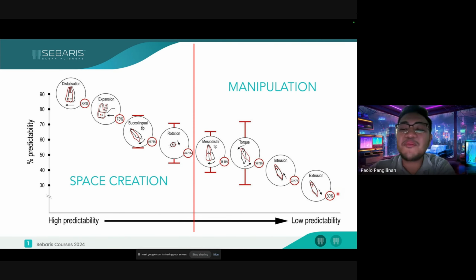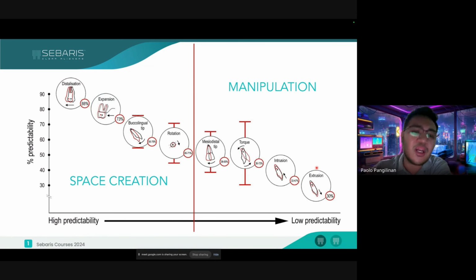Now, the latter parts of the predictability threshold are actually for your manipulation. All those movements that you want to do outside space creation, that is where the manipulation comes in. And that's where you can see that predictability is a little bit lower. There's actually an explanation about it. Now, the idea here, doctors, is the further down you go, the less predictable the treatment is going to be. The further down you go, the more auxiliaries are required.